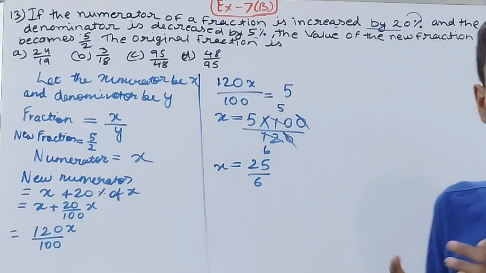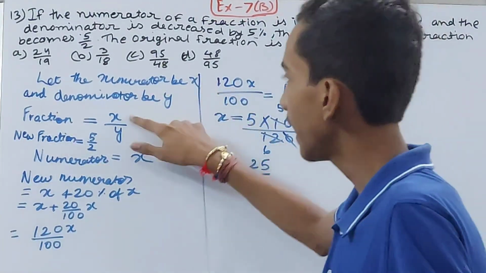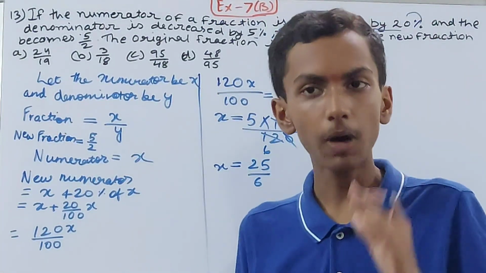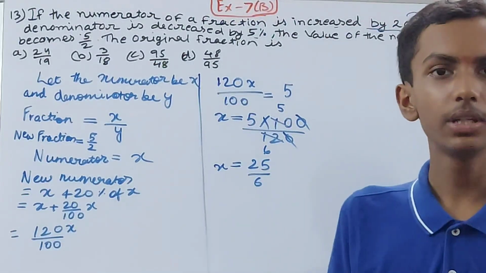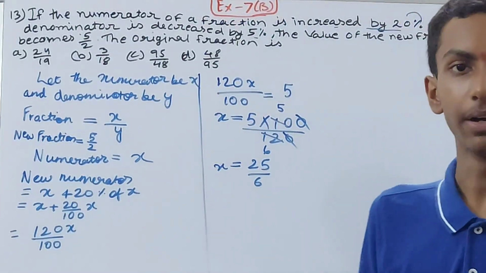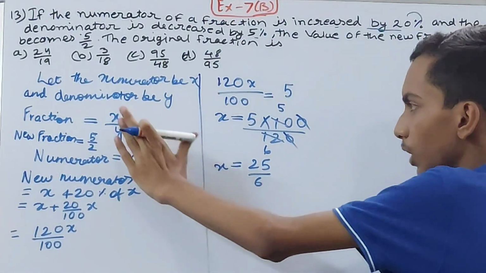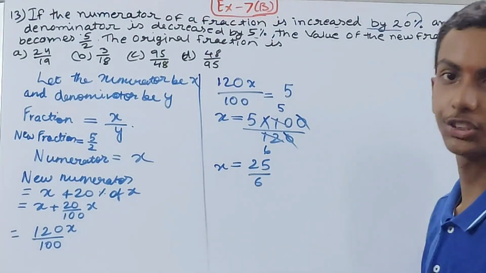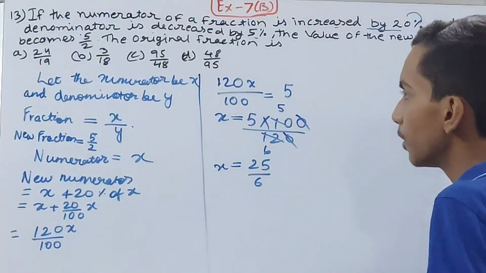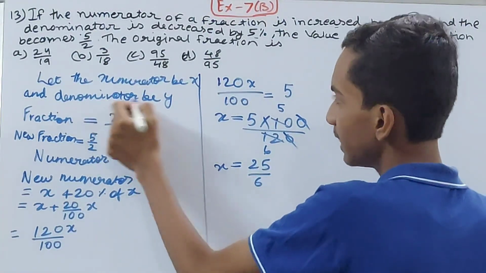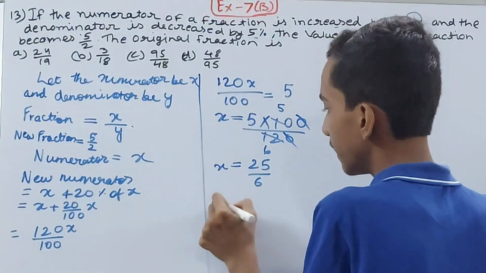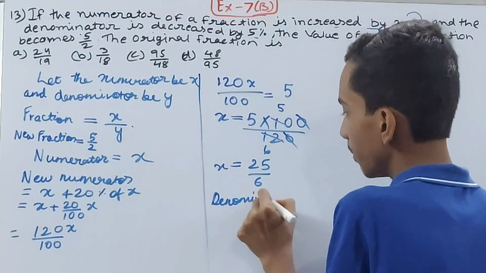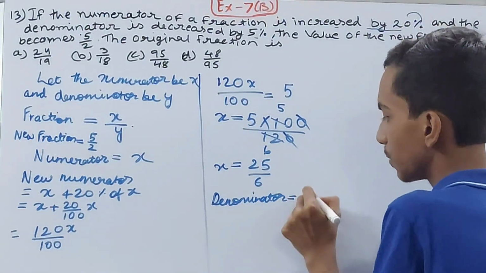This is one value. Now we have got the value of x and we need to know the value of y also, right? Then only we can calculate the value of the fraction, right? Because we know the value of the new fraction, but what is asked is the original fraction that we have assumed as x by y. Now let's move on to y. So as we said that the denominator is equal to y, let's bring it down here. Denominator is equal to y.